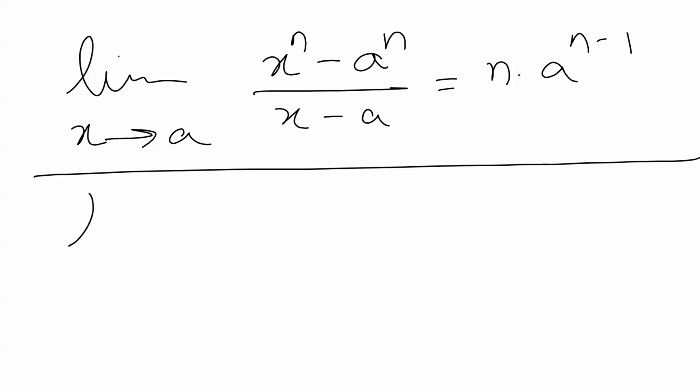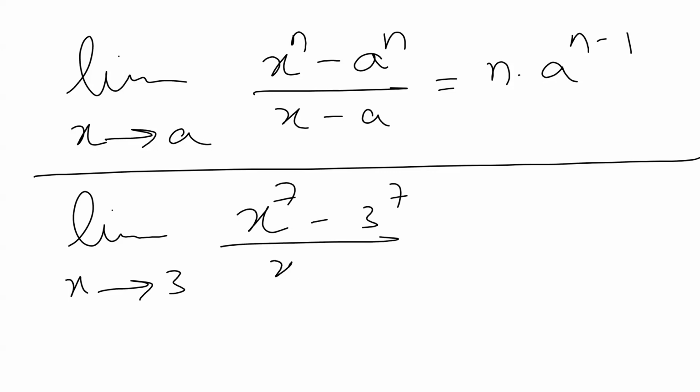Now, one example based on this: limit x approaching 3, x raised to 7 minus 3 raised to 7 upon x minus 3. Now compare whatever is there in the formula and tell me what is n and what is a. 7 is n and 3 is a. Right, Anya. Good.